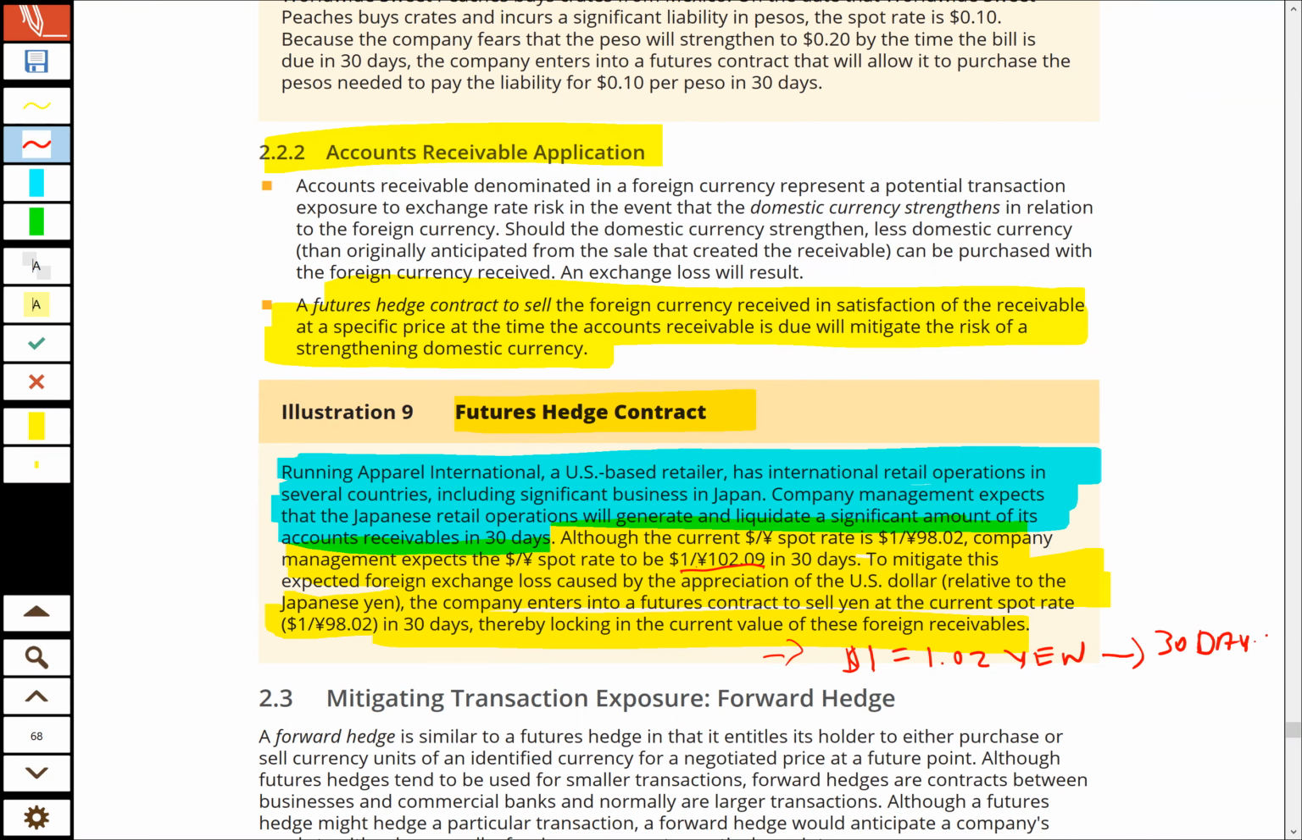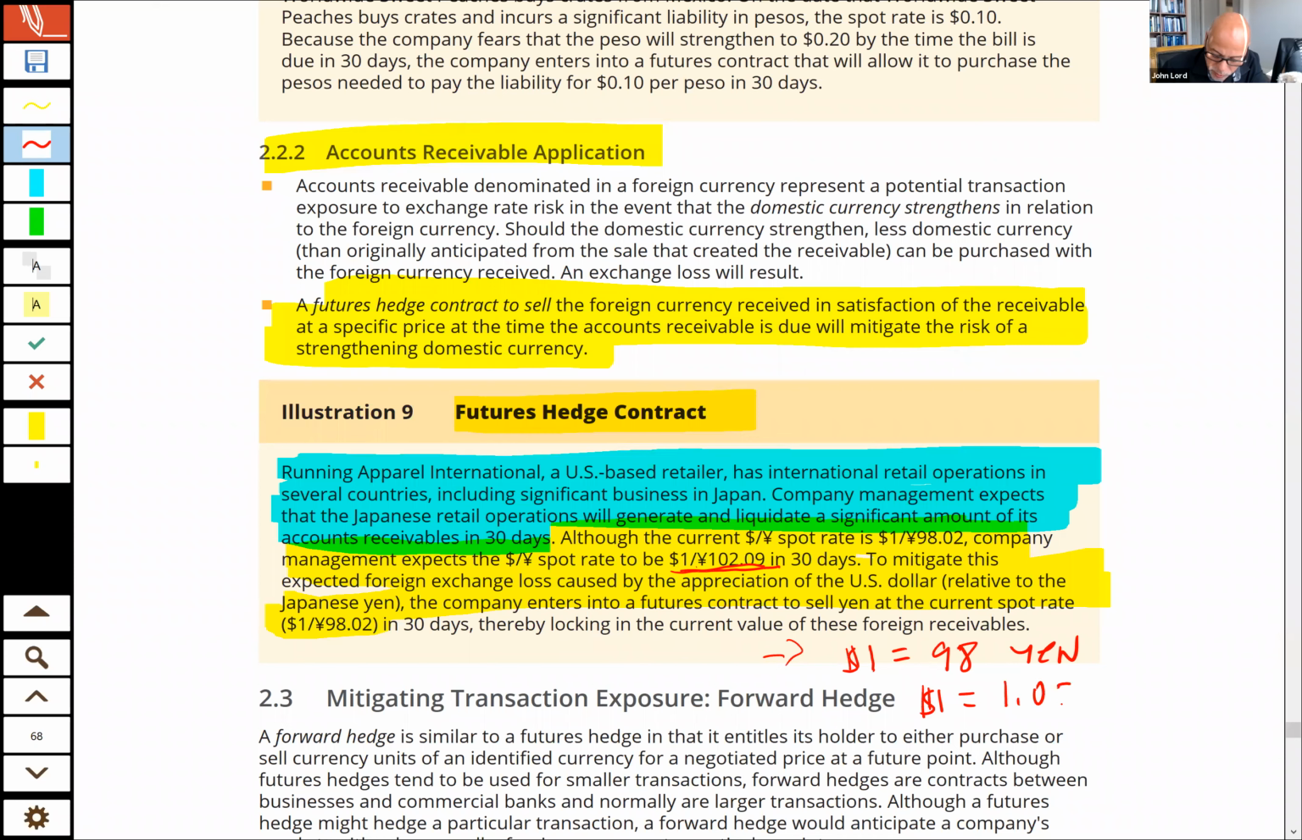You did it backwards. Oh, the current spot, right? Oh, I see what you're saying. Yeah, right, sorry. Let me start over. Right now, $1 is equal to maybe 98 yen. I'm going to have to worry about the 02. And what they're worried about is that company management expects the spot rate will go to $1 equals 1.02 yen.